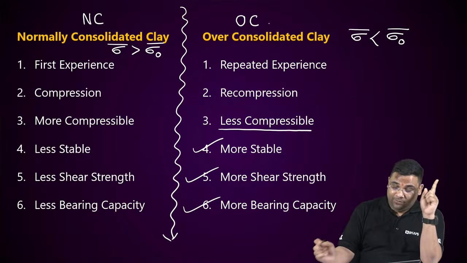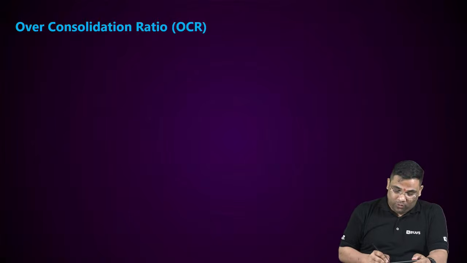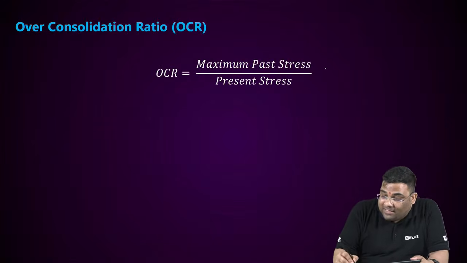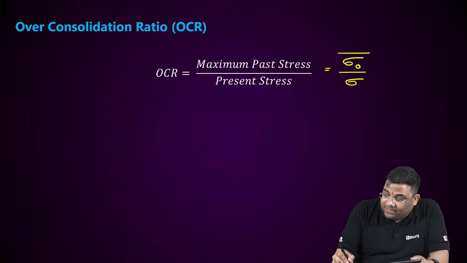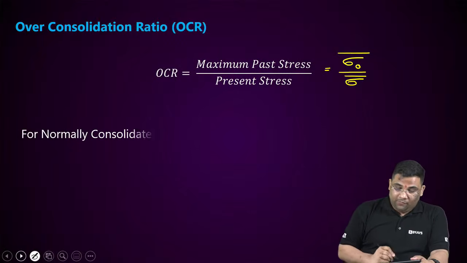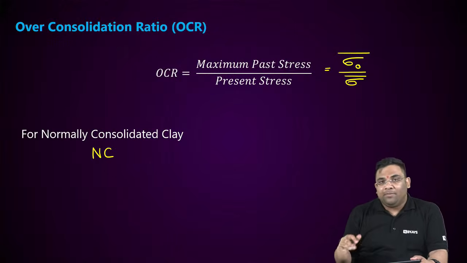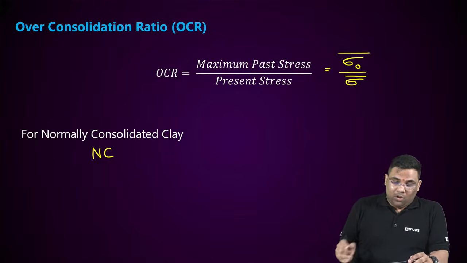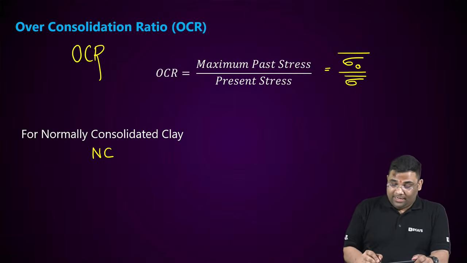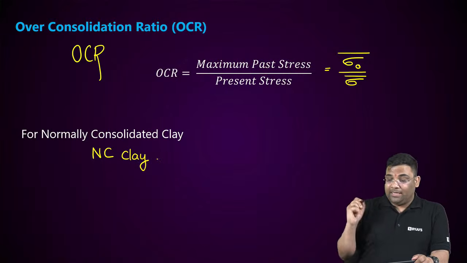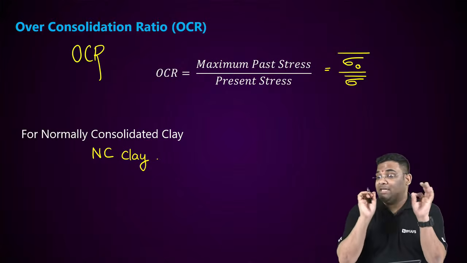Now the last thing of today's lecture: the over-consolidation ratio. What is this? This is the maximum past stress, that is, your pre-consolidation stress divided by the present stress. Now tell me, for normally consolidated clay, NC clay, will OCR be more than 1 or less than 1? Will this be greater than 1 or less than 1 for NC clay? They can ask you this in objective questions. Very straightforward questions which they can ask in the examination. Please tell.